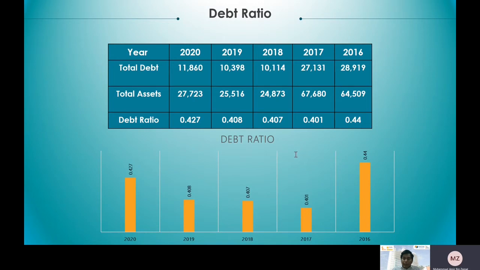And 2020 marks their second highest debt ratio, which is 0.427. Based on the data recorded above, the company's debt ratio clearly shows adequate and balanced results with slight fluctuating trends, as we can see in the past 5 years. The annual report shows the highest ratio in 2016 and the lowest in 2017. 2016 was the highest total debt with 28,919 million for the past 5 years that we've recorded.